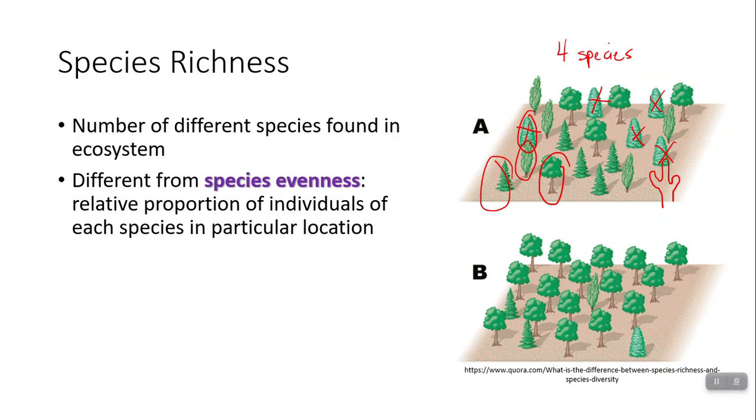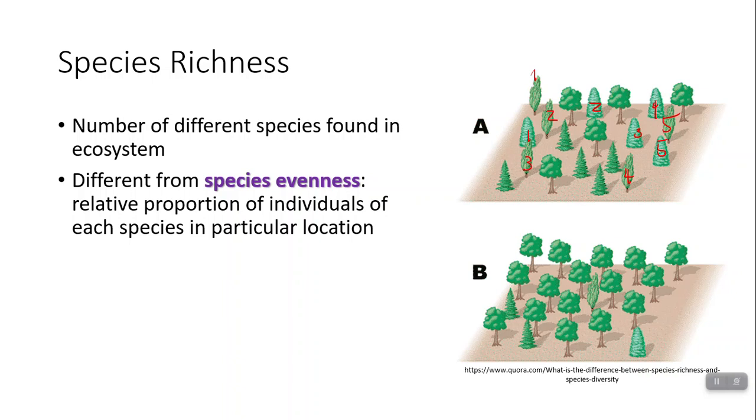This is different from something called species evenness, which is how evenly spread out these species are. If we look at community A, sorry, gotta erase. If we look at community A, you'll notice that there's about 5 of each of those trees. There's 1, 2, 3, 4, 5. 1, 2, 3, 4, 5, and so on. There's an equal number of each species of tree, meaning there's an even spread of species.